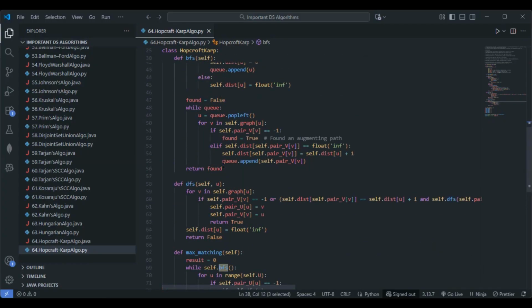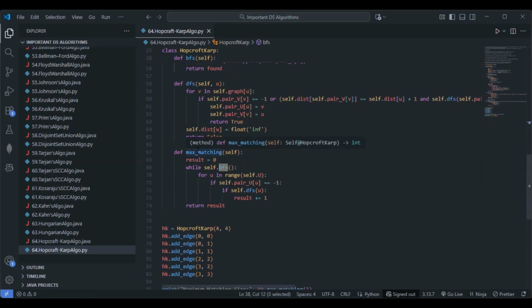This is fine. The def is fine. We have come to the main method. What do we call the main method here? The main method, the main function, is just to find the maximum matching. So this is used to find the maximum matching.